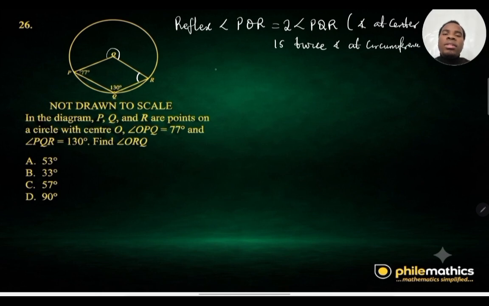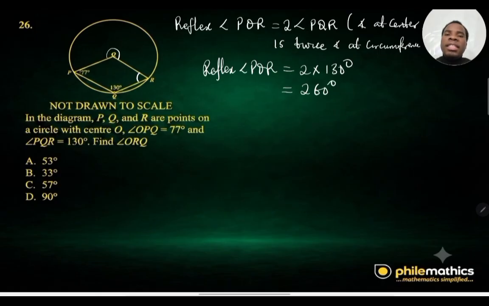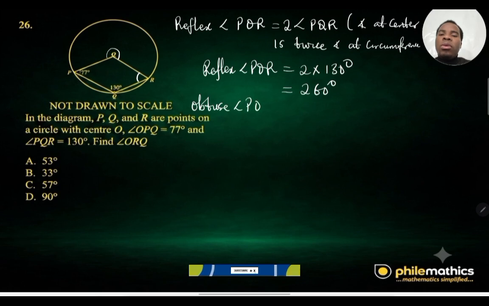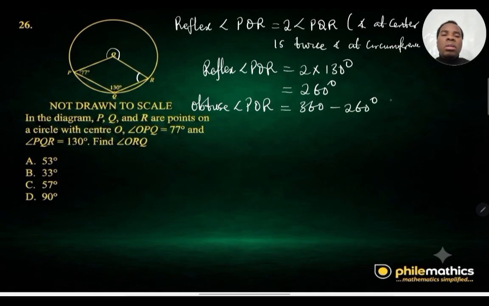What that means is reflex angle POR is 2 times 130 degrees, that's 260 degrees. Now that we have gotten the reflex angle POR, we can get the obtuse angle POR. Obtuse angle POR is simply 360 minus 260 degrees.